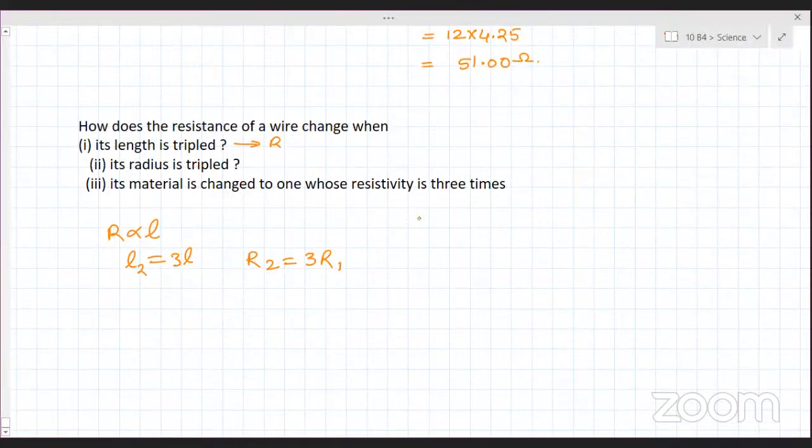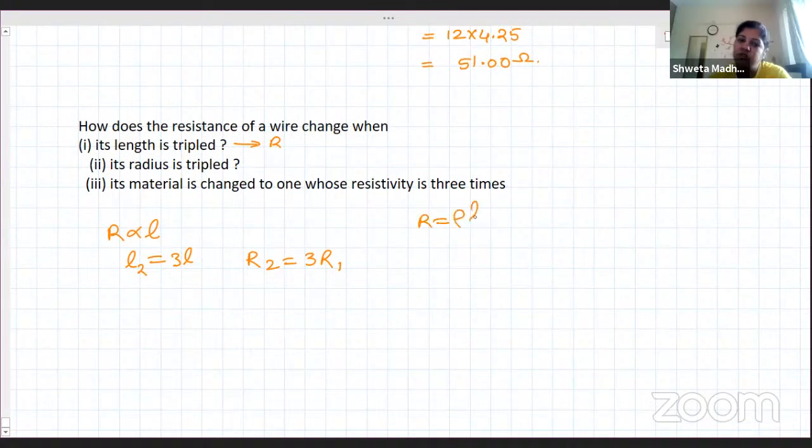Or you can show that original wire R is equal to rho L by A. Now new wire R2 is equal to rho 3L by A. So it is 3 times rho L by A, that is R2 is equal to 3 times R. Right?